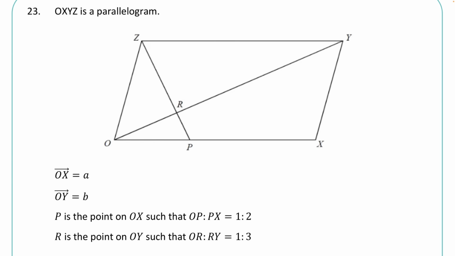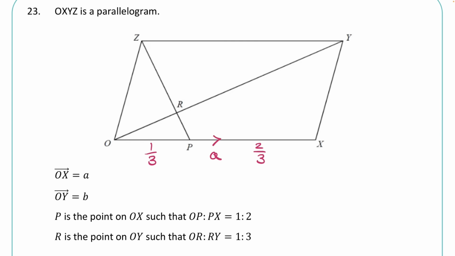So P is the point on OX, such that OP to PX is 1 to 2. So that means the point P splits this line OX in the ratio 1 to 2, which is 1/3 and 2/3. And OX is the vector a.